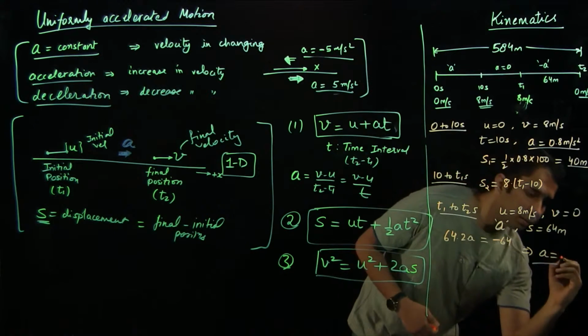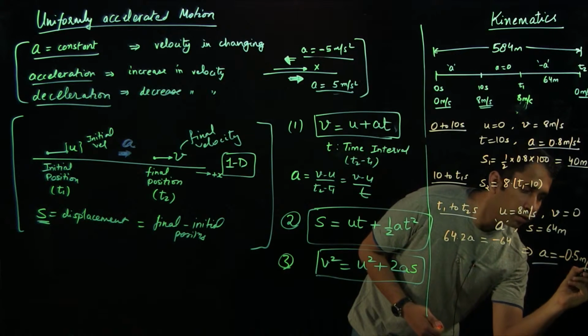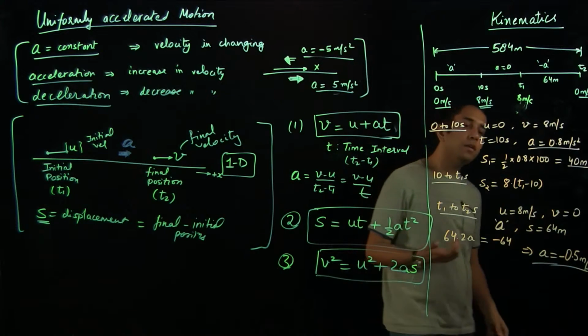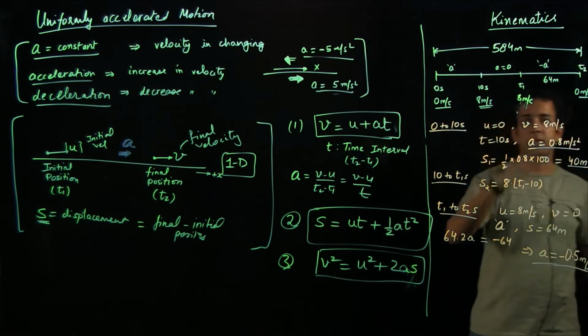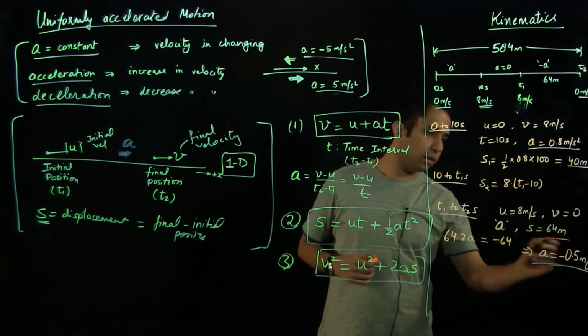So acceleration comes out to be minus 0.5 meter per second square, and that is fine because the acceleration is supposed to be negative because the velocity is going from 8 meter per second to 0 meter per second. So okay.